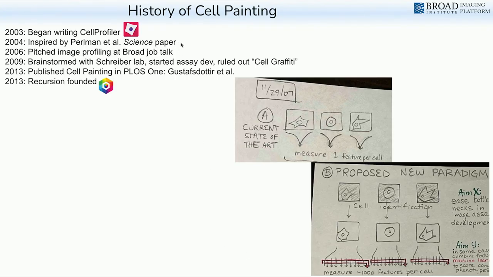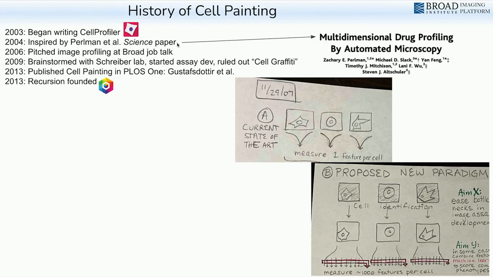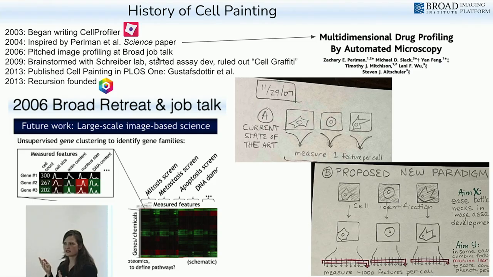The history of profiling specifically was really inspired by Zach Perlman's Science paper out of Tim Mitchison and Steve Altschuler and Lani Wu's lab, where they did this multidimensional drug profiling by automated microscopy. The image analysis segmentation algorithms were not great, so it was a little messy data at that time, but even so, they were able to group compounds by mechanism of action. And I found that absolutely inspiring, and it guided a lot of my postdoc work, such that by the time I gave my job talk at the Broad, I was pitching this future work. Hey, maybe we could do this large-scale image-based science, and we could group things like genes and compounds based on their impact on cells.